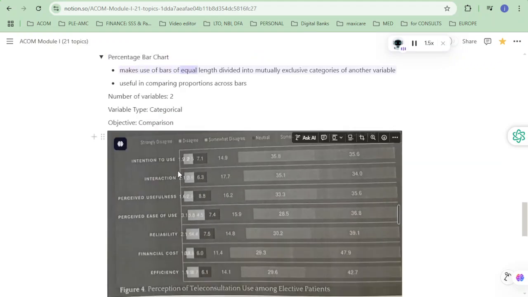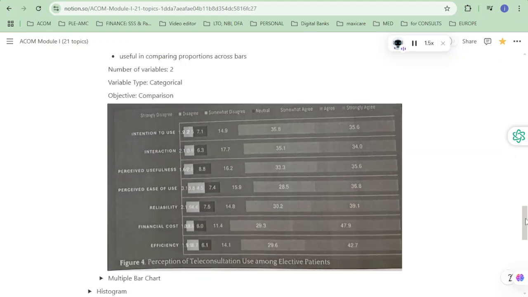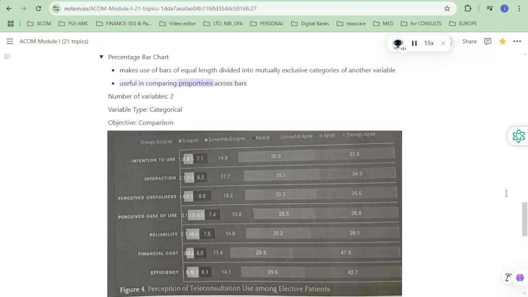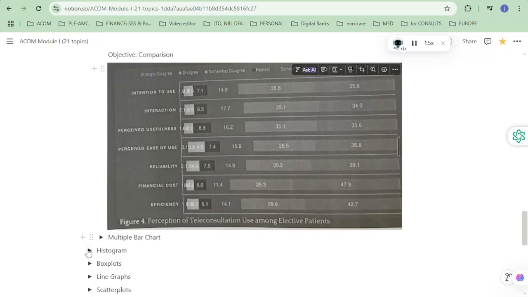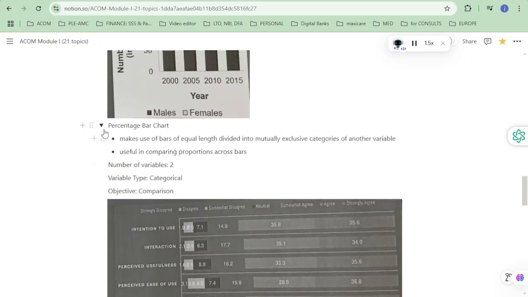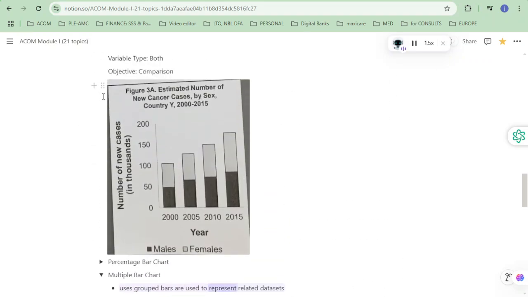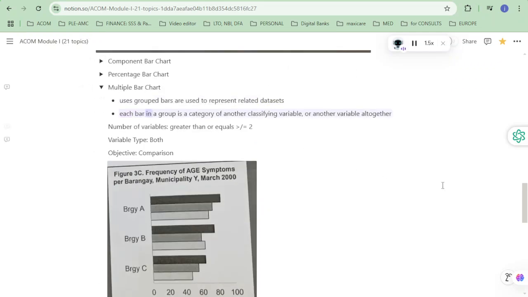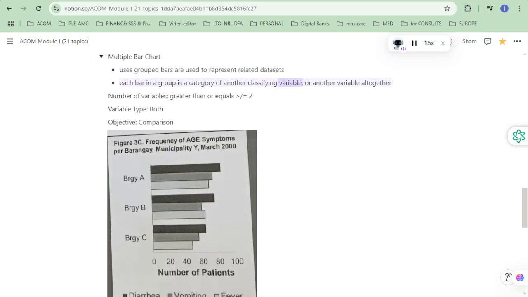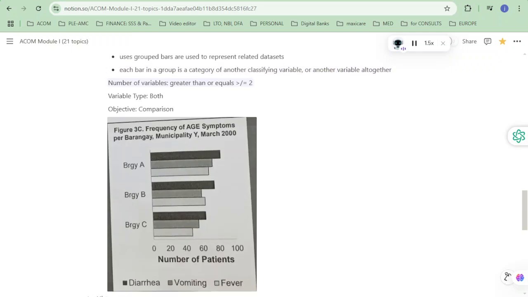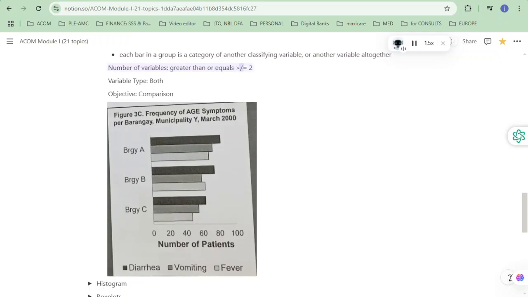Percentage bar chart. Makes use of bars of equal length divided into mutually exclusive categories of another variable. Useful in comparing proportions across bars. Number of variables: 2. Variable type: categorical. Objective: comparison. Multiple bar chart. Grouped bars are used to represent related data sets. Each bar in a group is a category of another classifying variable, or another variable altogether. Number of variables: greater than or equal to 2. Variable type: both. Objective: comparison.